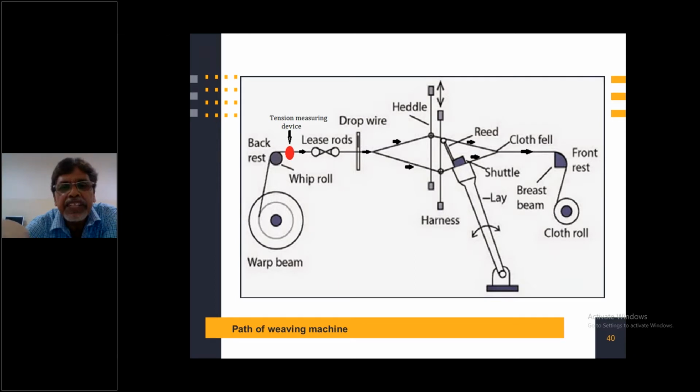But from our mathematical analysis, we found that in this active area near the shed and reed, the yarn tension can go up to 2.5 to 3.5 times higher than whatever the tension is at the tension measuring device, where you can locate the tension measure. That means if it is 100 grams, it can go up to 250, 300 and 350 grams of tension. Now, if your yarn has strength less than 300 grams, then it will definitely break.